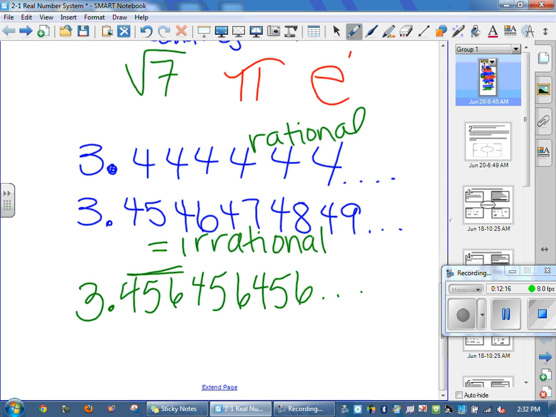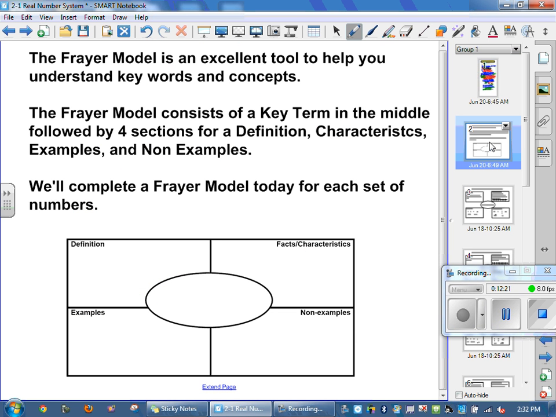Okay, let's look at the bottom of your page. It says the Frayer model. The Frayer model is an excellent tool to help you understand keywords and concepts. This is where you're going to take your highlighters and highlight some things here. It tells us the Frayer model consists of a key term in the middle, followed by 4 sections for your definition, characteristics, examples, and non-examples. So we're going to do one for each set of numbers.